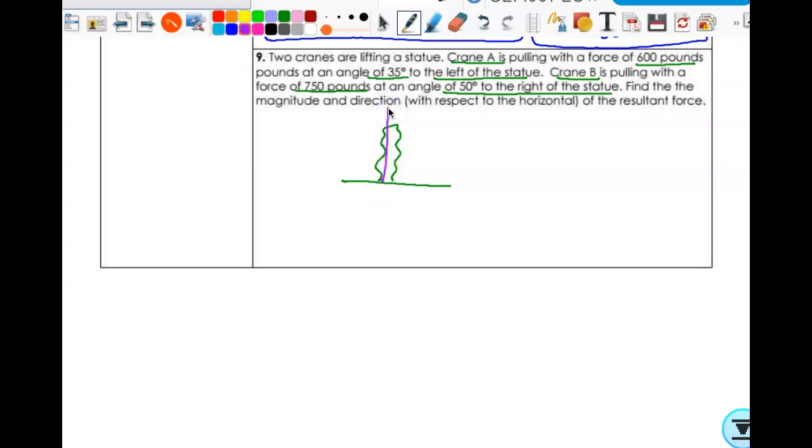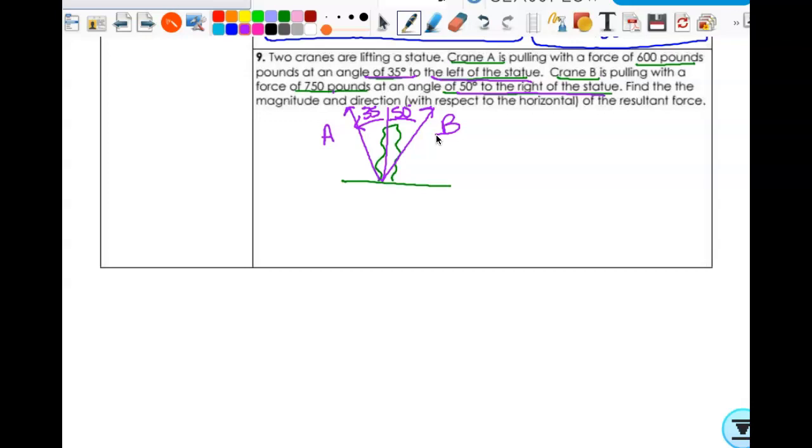Just straight up. But it's saying, but I have these cranes on either side of it. Crane A is pulling with a force of 600 pounds at an angle of 35 degrees to the left of the statue. So the left of the statue, that 35 degrees to the left of the statue, this is 35. And this is crane A. Then crane B is pulling with 750 pounds at an angle of 50 degrees to the right of the statue, means that's what his vector would look like over here, and this is 50 degrees. And that would be crane B. Do you understand what it means by to the left and the right of a statue? That's what's going on there. Okay, I just want to make sure visually you get that.